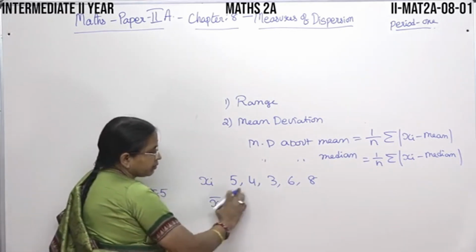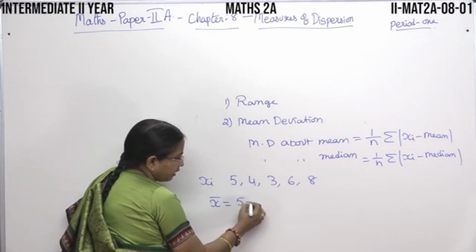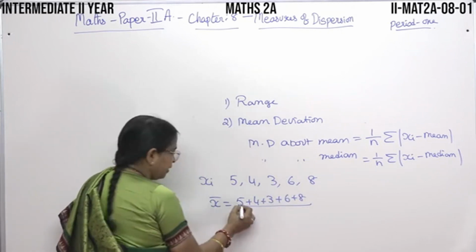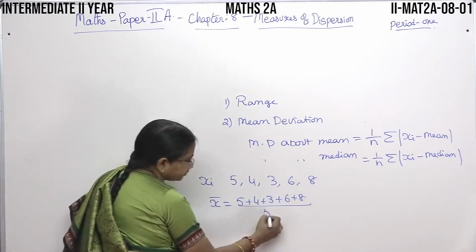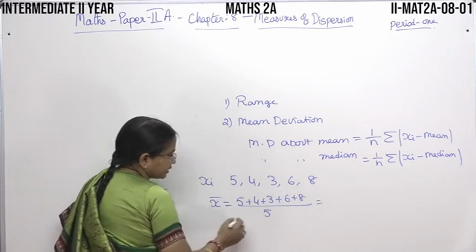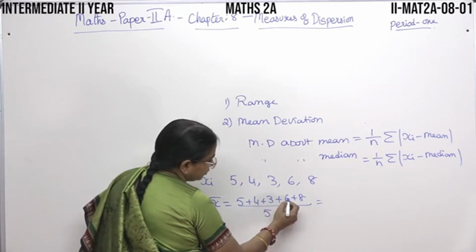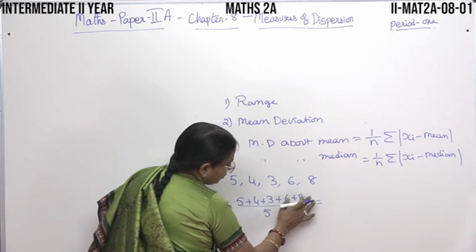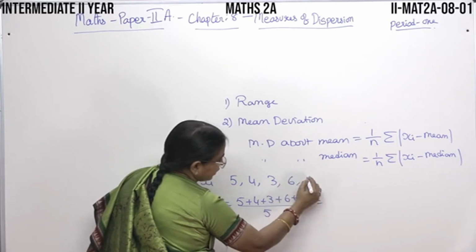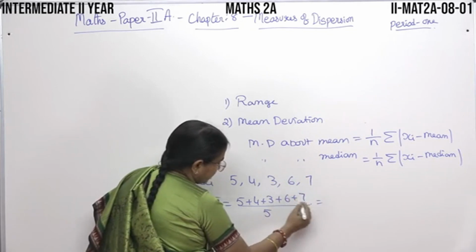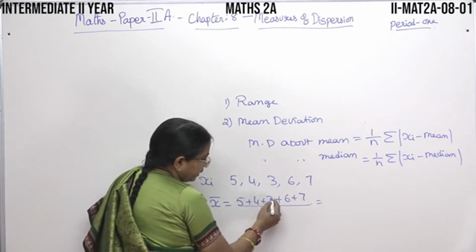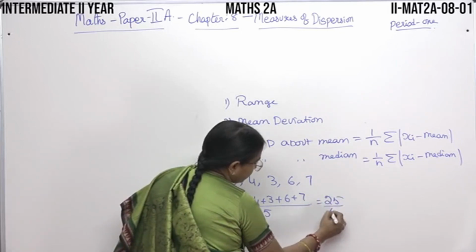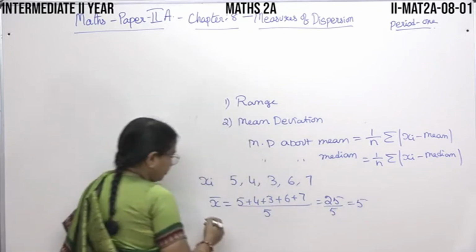Now find x bar, the mean. Mean is just the average. 5 plus 4 plus 3 plus 6 plus 8, by 5, n. So simplify. You will get the sum of xi: 12, 20, 26. 26 by 5. I'll take 7 instead of 8, so it is 25 by 5. That is 5.